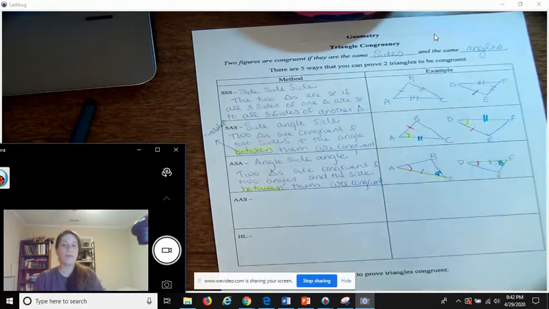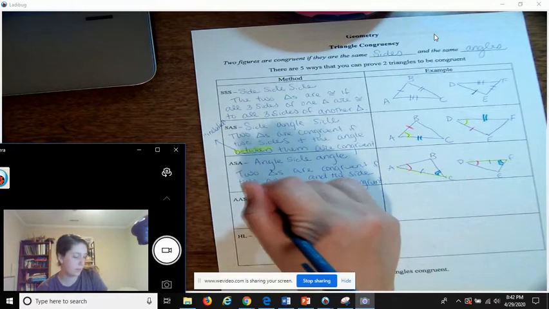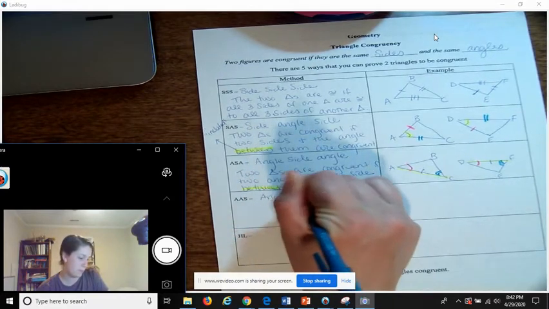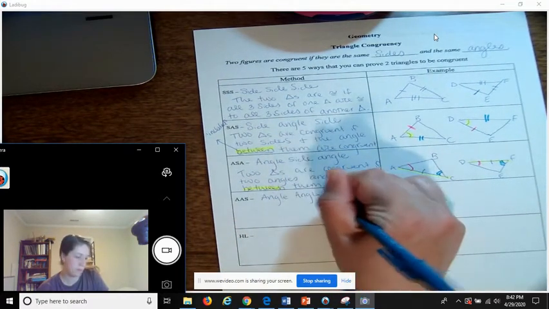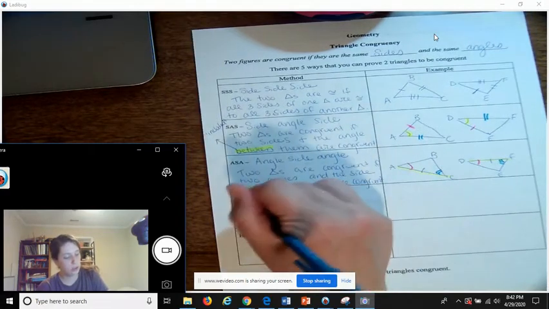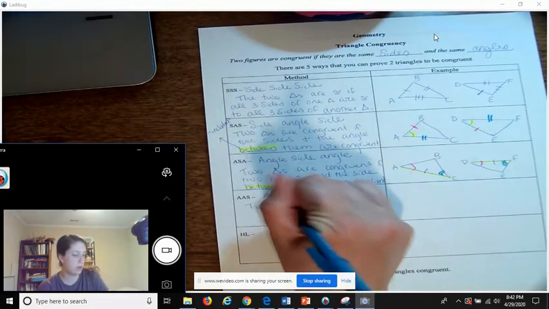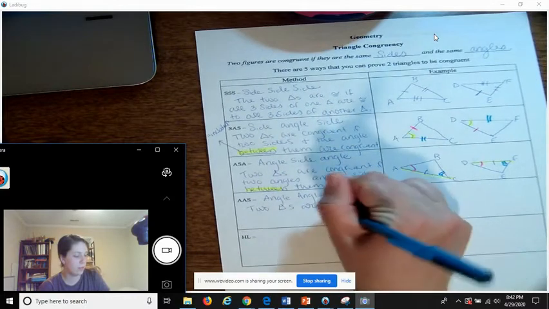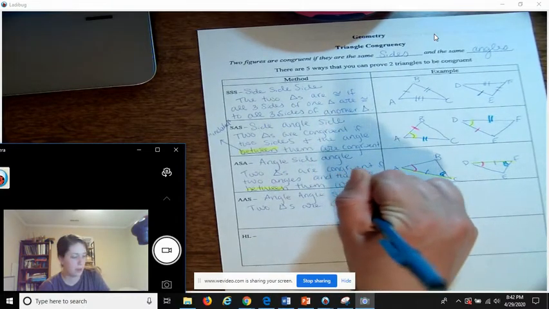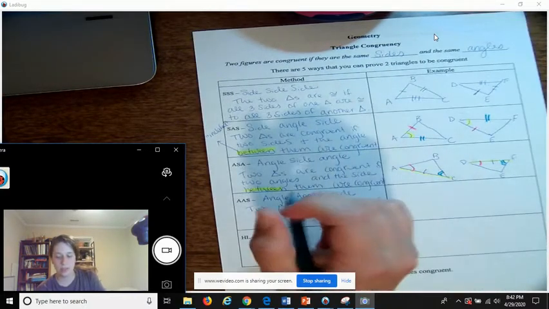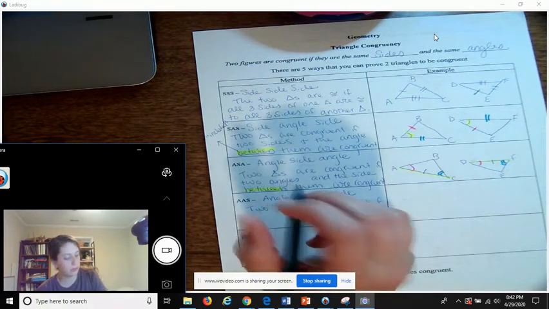Okay. All right. And then the last, oh, nope, not the last one. Angle, angle side is the next one. Okay. So two triangles are congruent if two angles and the non-included side are congruent.